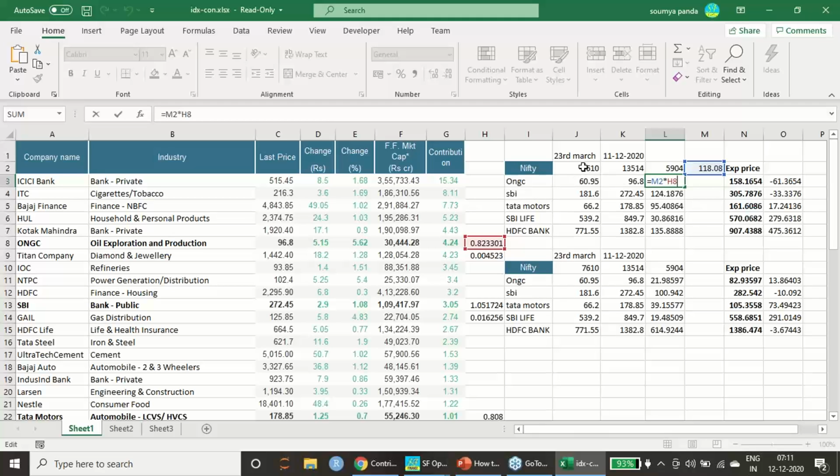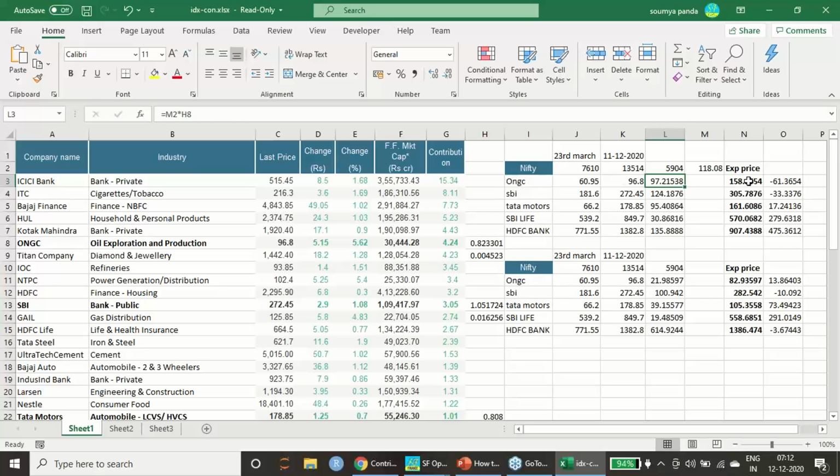What is the price? What was the 23rd March closing price difference? Equal weightage model divided by 50. So I am considering all companies are equally contributing in this movement, though it may not be true. So I have taken this. Then what I am doing here, I am just multiplying this contribution index with 118.